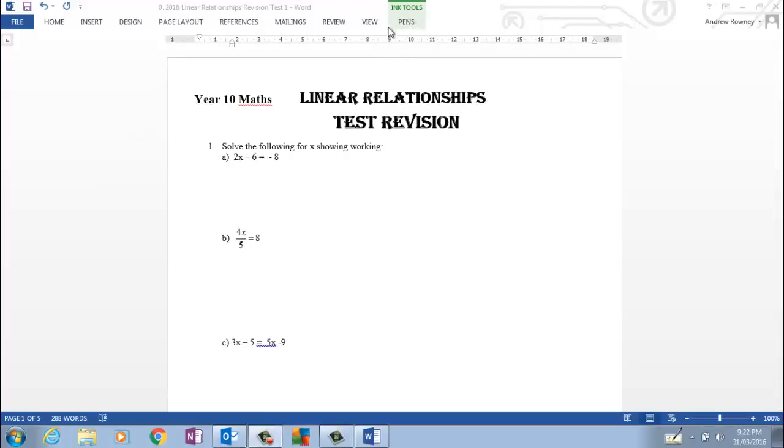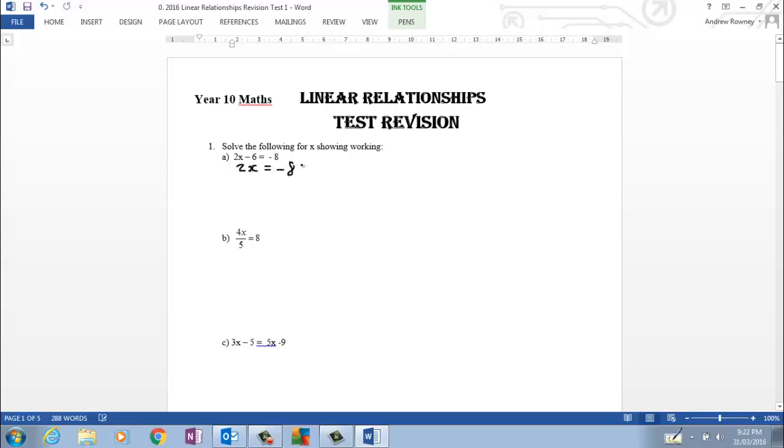Okay, now we're going to go through the revision test. The very first one is 2x take 6 equals minus 8. We need to get x by itself. So first thing to do is get rid of the minus 6 onto the other side. To put something on the opposite side, you use the opposite operation. So opposite of minus 6 is plus 6.